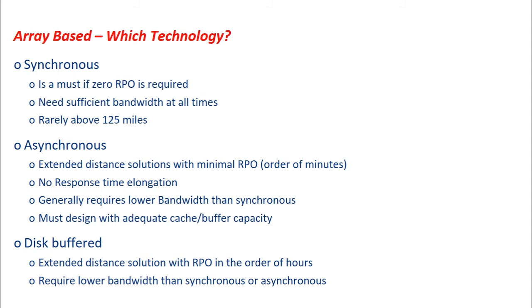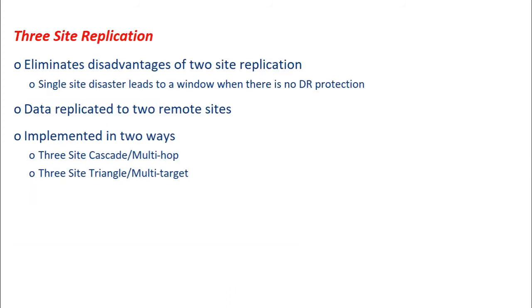Here, it is an extended distance solution with RPO in the order of hours. So it requires lower bandwidth than the synchronous or asynchronous replication. So these are the considerations we need to make before selecting what type of replication we are going to implement. Now let us proceed to the next topic called the three-site replication.